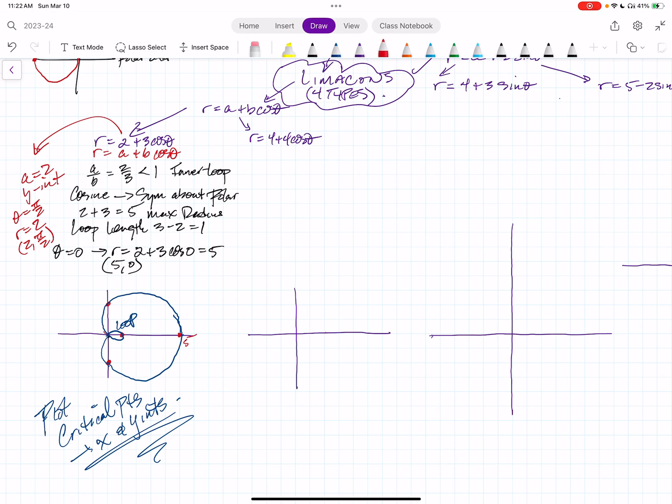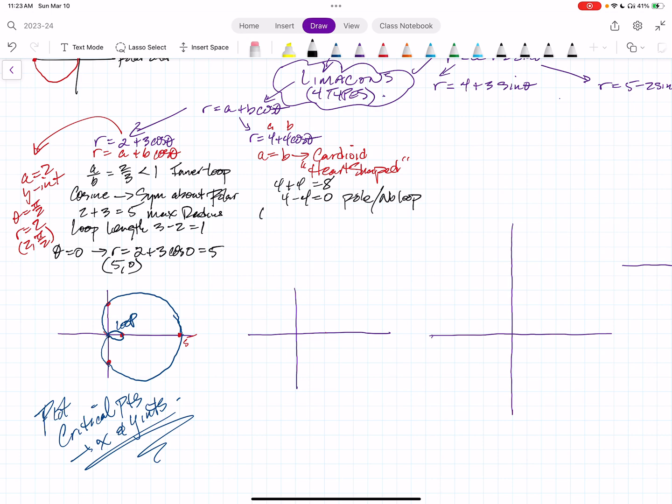Now on this one here, A and B are the same. So A is 4, B is 4. When A and B are the same, you have a cardioid. Cardioid, okay? That's a heart-shaped graph. Again, you add and subtract B. So 4 plus 4 is 8. 4 minus 4 is 0. So it goes through the pole. This one intersects at the pole. No loop.